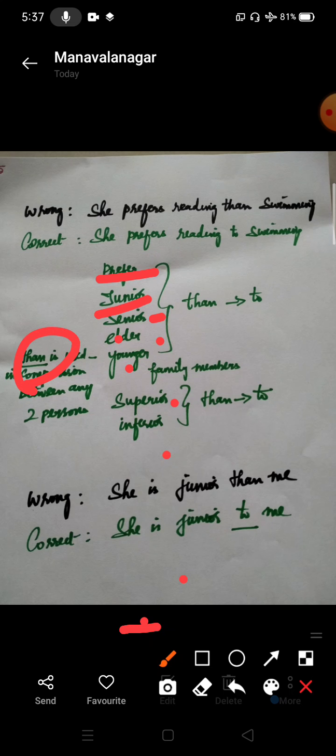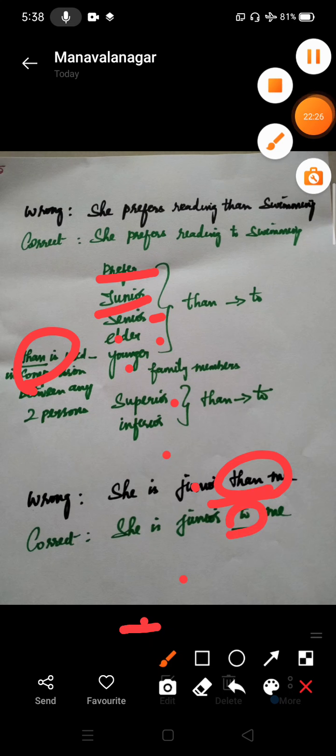And then see here, these are the things you memorize: prefer, junior, senior, elder, younger, superior, inferior. For these things we have to put "to" instead of "than". See, next one, "she is junior than me." "Than" is given. "Junior" is the clue for us. If "junior" is there, we have to take off "than" and put "to". Have you understood this? Okay, shall we go next?